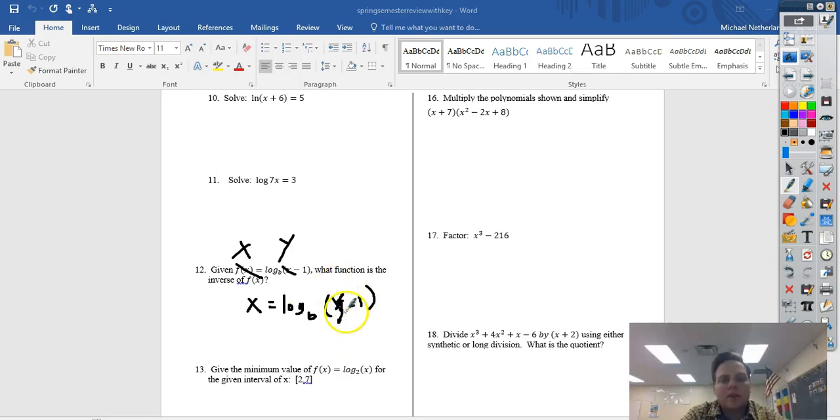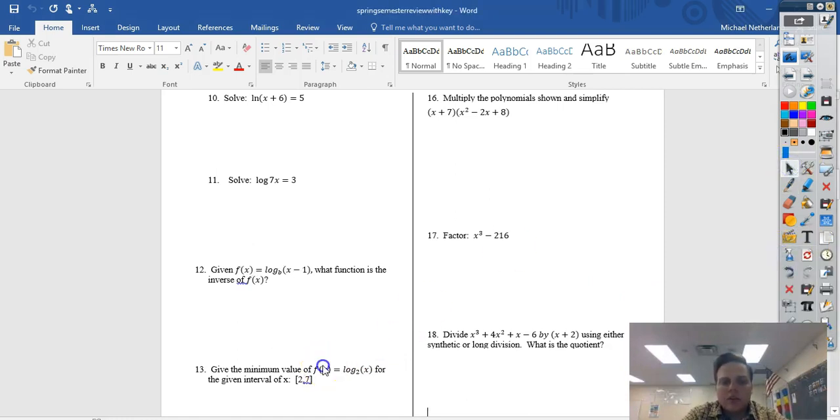Y minus 1, okay? So y is trapped by the log, so I need to get it out of log form. So I take the base b, I raise it to the other side, which is x. I set equal to y minus 1. So then my last step would be just to add 1. So I get b raised to the x plus 1 is equal to y. And bam, that would be the inverse. Alright.